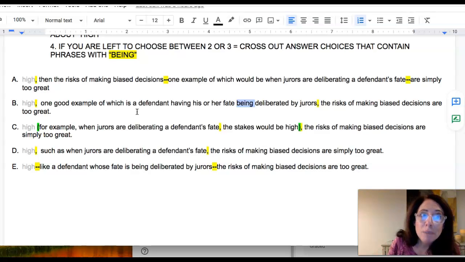I crossed out C because there's the parentheses. Oh, that's the most obvious one, right? We don't even need to talk about that because everything is all together.